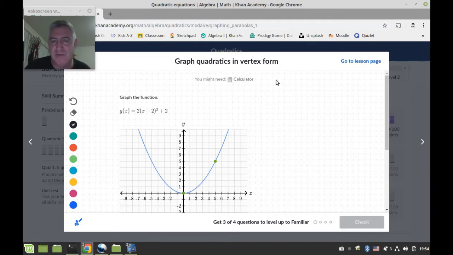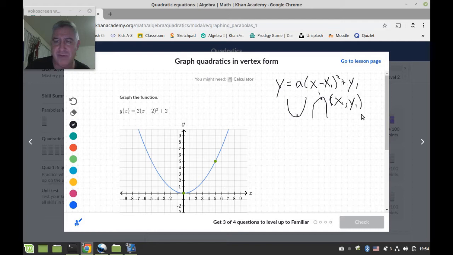So you'll remember our vertex form looks like y equals a times x minus x1 squared plus y1. So we're going to look at this form and try to figure out what the vertex is. The vertex is at x1, y1. If a is positive, this is going to open up. And if a is negative, it's going to open down. And the vertex will be at x1, y1.